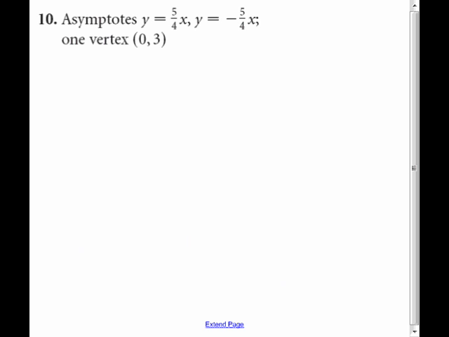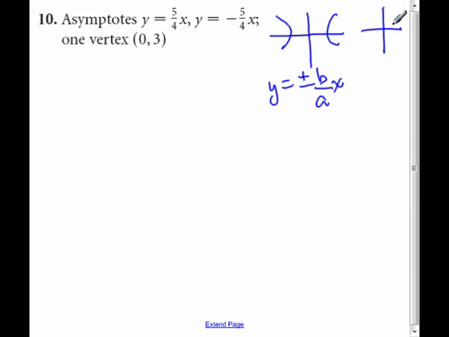Just this last question, I guess, that we could do is sometimes they give you the asymptotes. If they give you the asymptotes, you don't really know which is a and which is b until you know which one it is. If I have a hyperbola that looks like this, my asymptote equation is plus or minus b over a x. If my hyperbola looks like that one, then the asymptotes are y equals plus or minus a over b x. So I have to figure out which one it is.